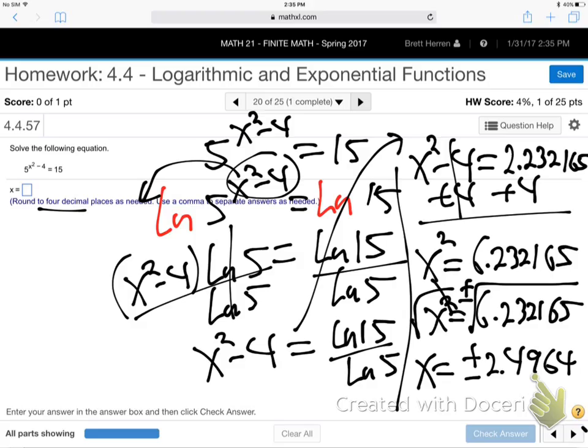Wait. I got something different for that LN 15 over LN 5. Okay. Yeah. Wait a minute. You're going to waltz me now. All right. Yeah, let's go back here.